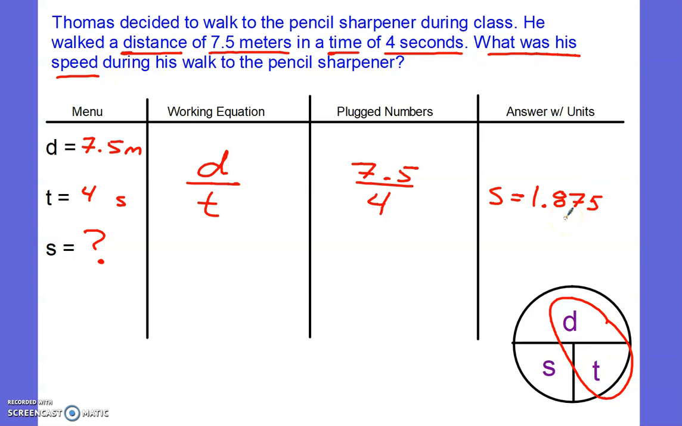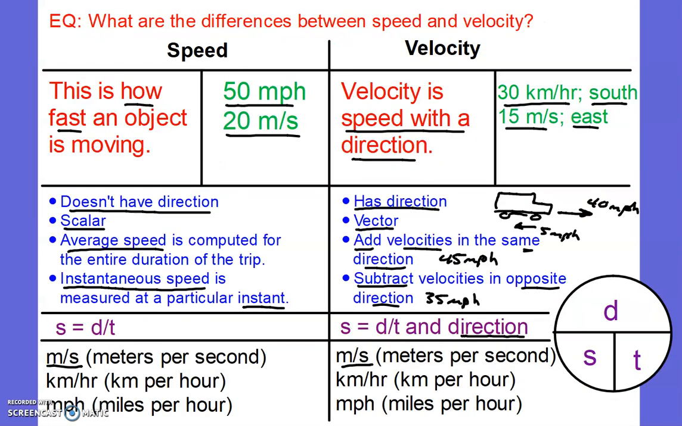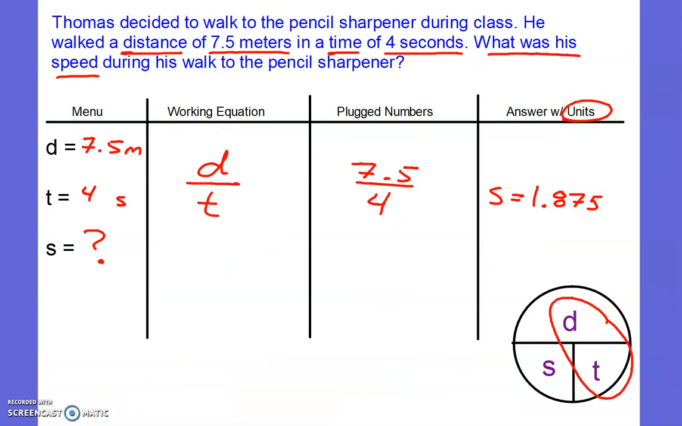Now it's okay to round off. You put 1.9 or maybe 1.88. But we do need units. Looking back, my options for units, I'm going to go back a page here. My options for units are either meters per second, kilometers per hour, or miles per hour. Looking at my menu, I was using meters and seconds. So out of those options, I want meters per second.